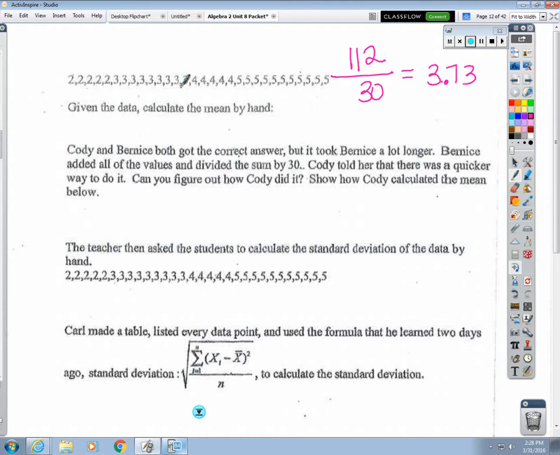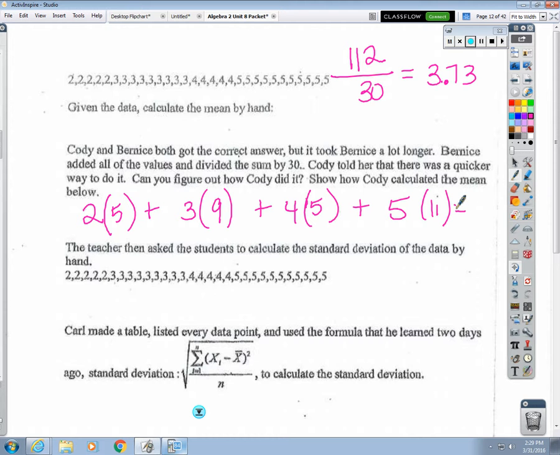Right. If there's 2s, 3s, 4s, and 5s, instead of typing in 2 plus 2 plus 2 plus 2 plus 2, couldn't you just do 2 times 5, and that's a lot quicker? And 3 times 9, and 4 times 5, and 5 times 11, wouldn't that be a lot less typing? And it would still add up to 112, and then you would divide by 30 and still get the same mean. It's just a lot less typing. Because I wanted to see if you could figure it out yourself.